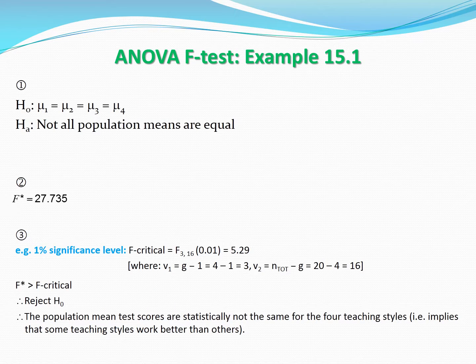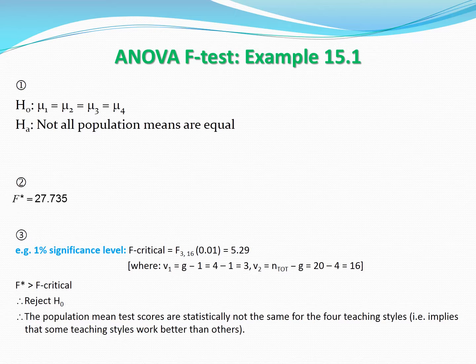So for step 1 of the F test, for example 15.1, you state your hypotheses. So for the null hypothesis, we will state that μ1 is equal to μ2 is equal to μ3 is equal to μ4, because we had 4 different groups. And then in the alternative hypothesis, not all our population means are equal. Then in step 2, you write down your F statistic, which we read off from our ANOVA computer output. And let's say we test the hypothesis at a 1% significance level.